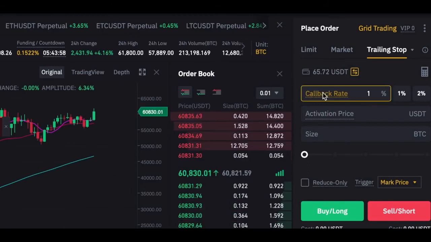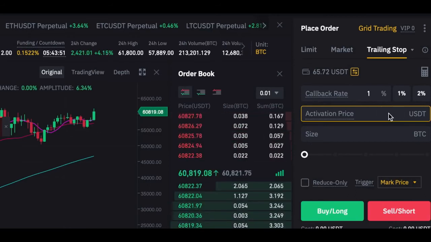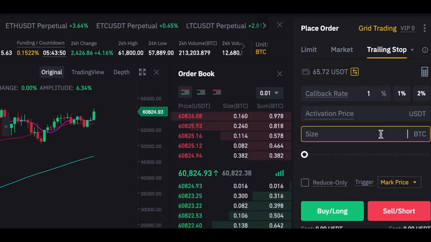The important thing to note here is the activation price. So you can actually start the trailing stop at a certain price. You don't have to start it at the price that you entered the order at. And to make sure that if you're trading half a Bitcoin long, then obviously you want a trailing stop of half a Bitcoin short to close out your position.